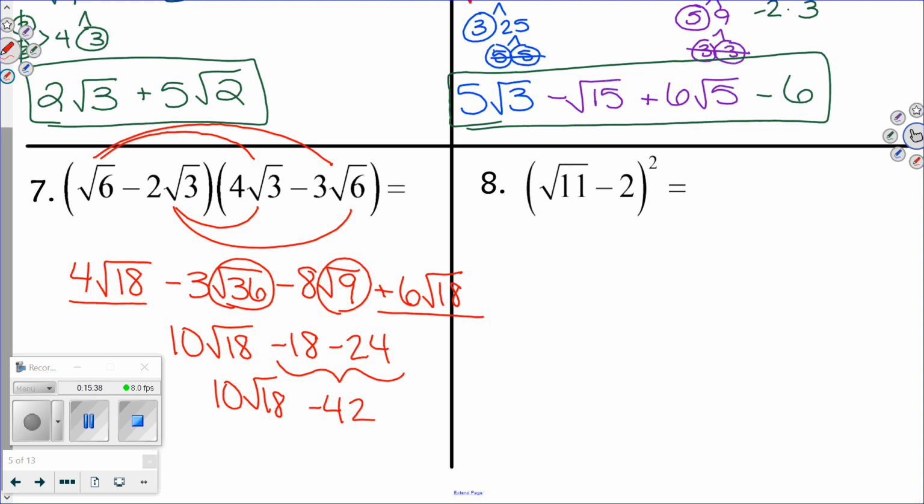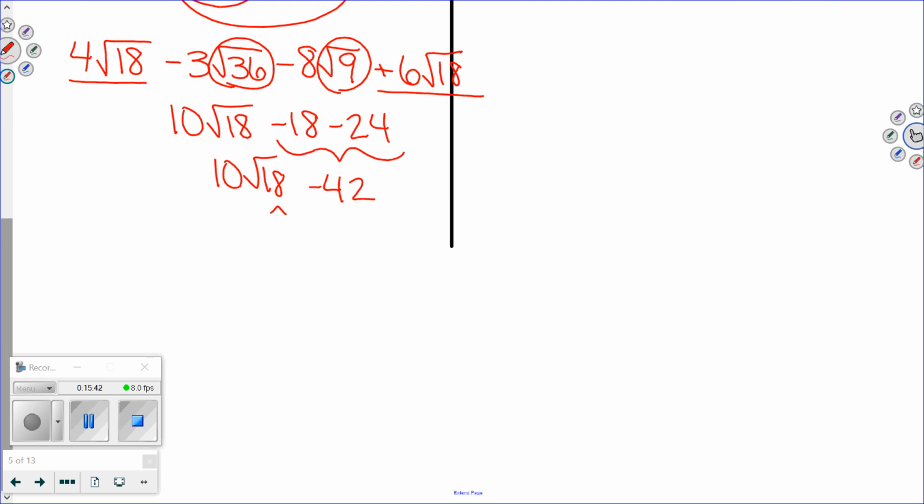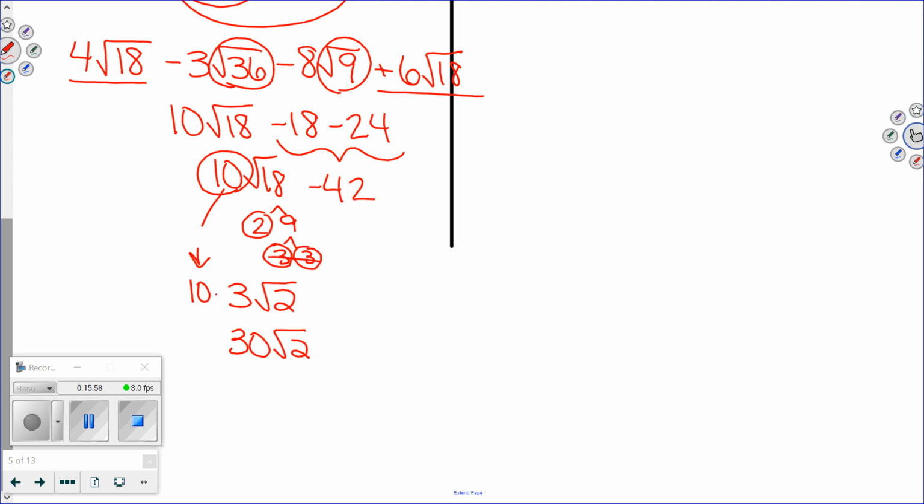No. I have a radical 18 here that can actually simplify. So that's 2 and 9, 3 and 3. So pair of 3s, left over 2. That's still there. So I get 30 radical 2, and I had a minus 42. And then I am done.